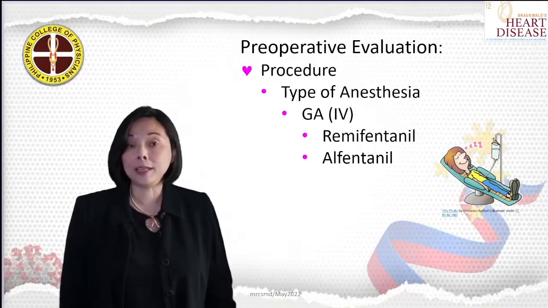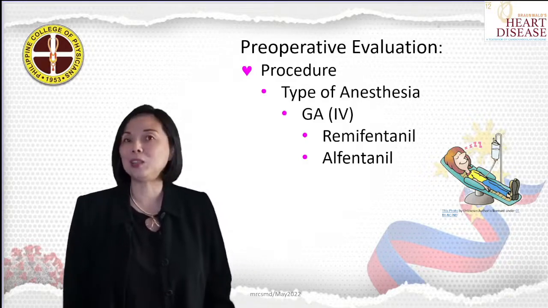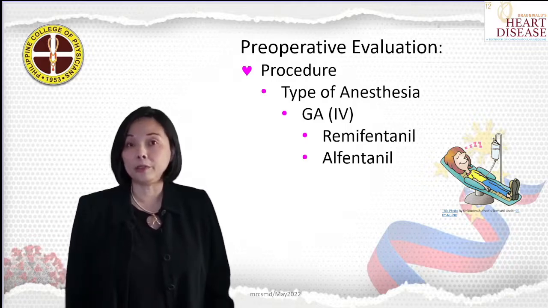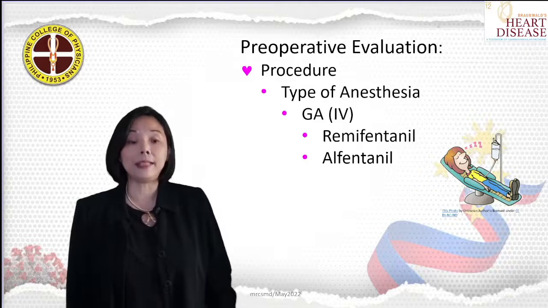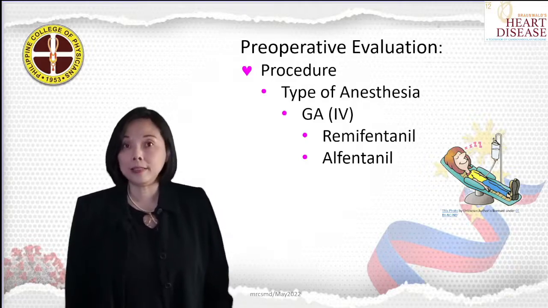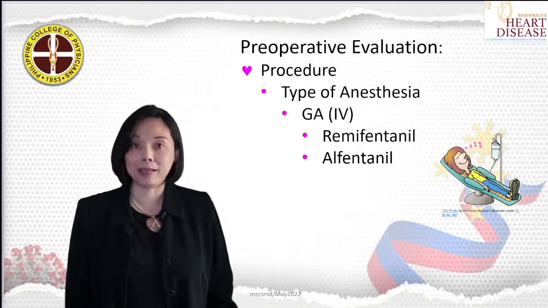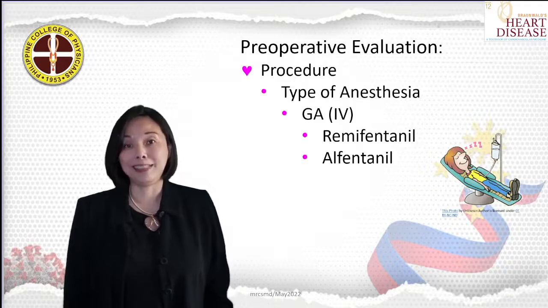Now, GA using intravenous high-dose narcotics, on the other hand, do not cause myocardial depression. With the availability of the very potent fentanyl derivatives with short half-lives like remifentanil and alfentanil, the anesthesiologist now has the luxury of being able to maintain better hemodynamic activity and stability without the need for prolonged ventilation.